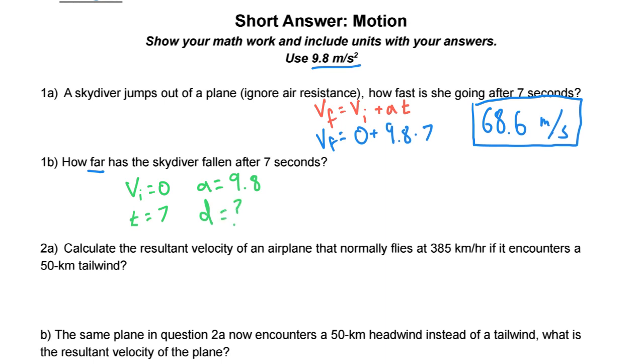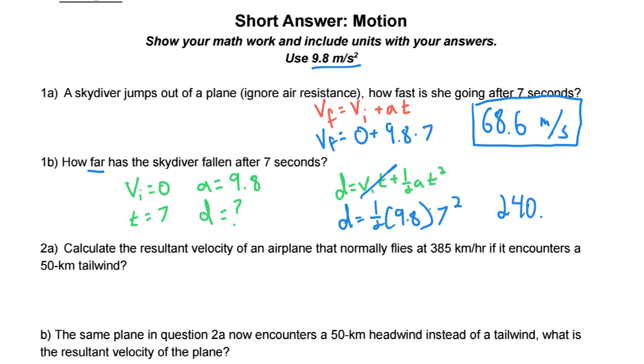So this doesn't have V final, so we'll pick the equation that doesn't have V final, and that's distance equals V initial times time plus 1/2 AT squared. But when V initial is 0, this term in the middle cancels out, and we get just distance equals 1/2 times 9.8 times 7 squared. You plug that whole thing into your calculator. And we get 240.1. The unit on that is meters.